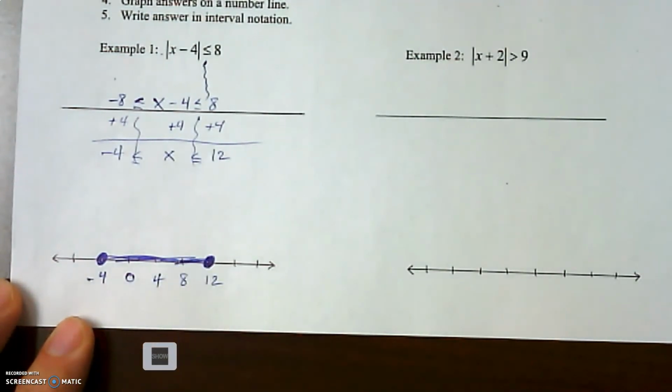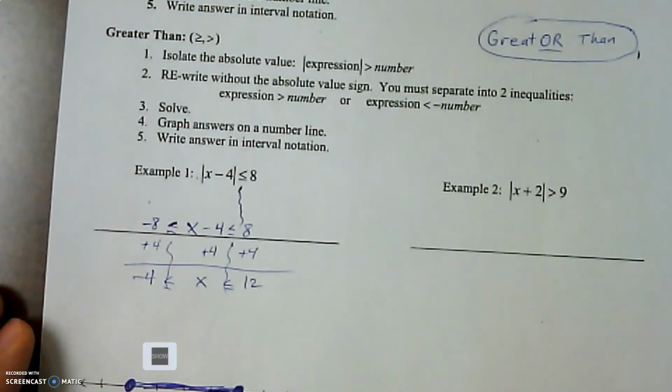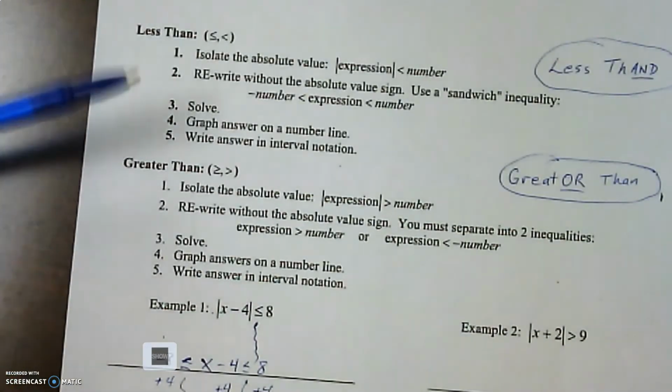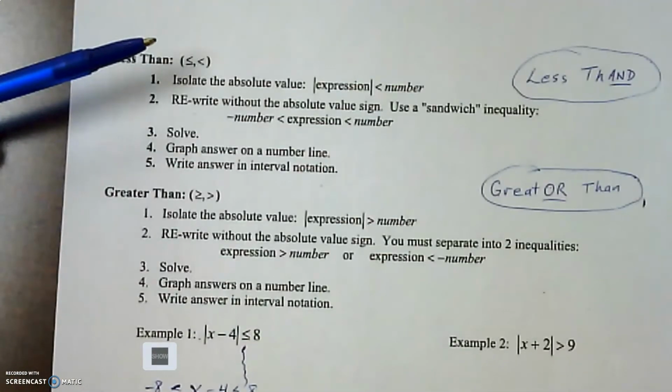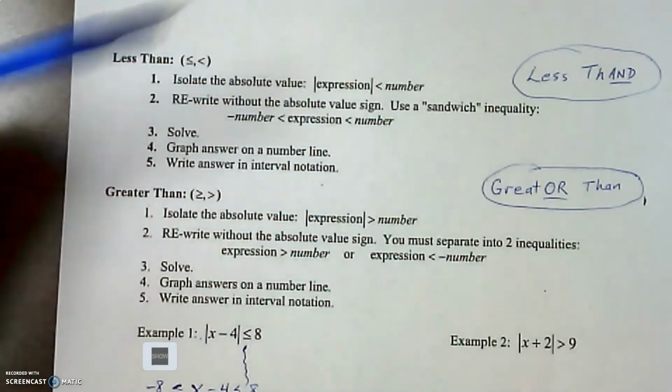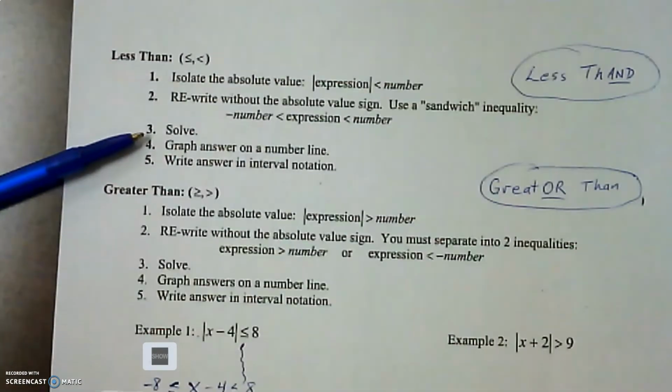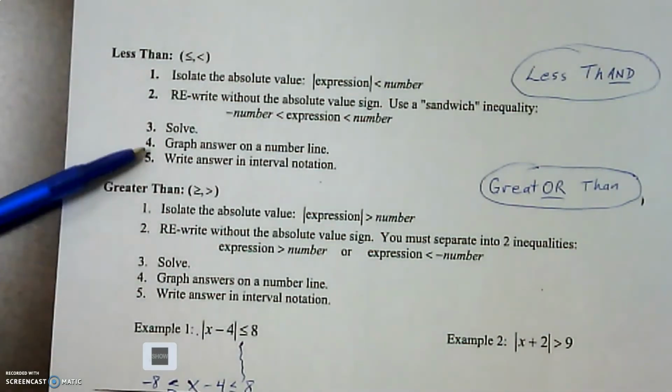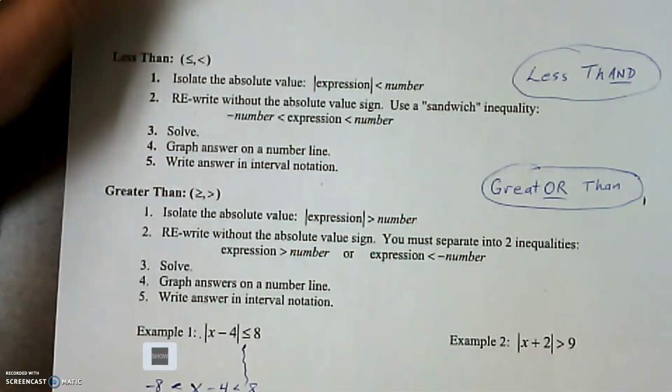There you are. Okay, so I'll just go back up here for a second. Look at the steps. Isolate the absolute value. That's what I mean. Make sure it's all by itself. Then rewrite it. Then solve and graph. Don't worry about this step. We're not going to write interval notation.